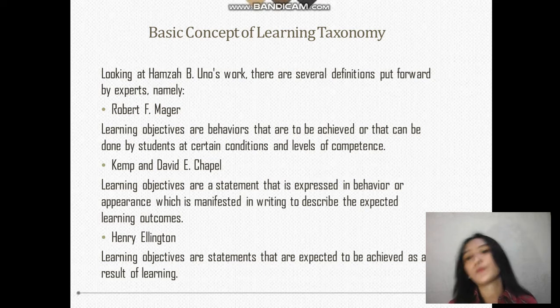And the second, from Kemp and David E. Kapel: learning objectives are a statement expressed in behavior or appearance, which is manifest in writing to describe the expected learning outcomes. And the third is Henry Ellington: learning objectives are statements that are expected to be achieved as a result of learning.